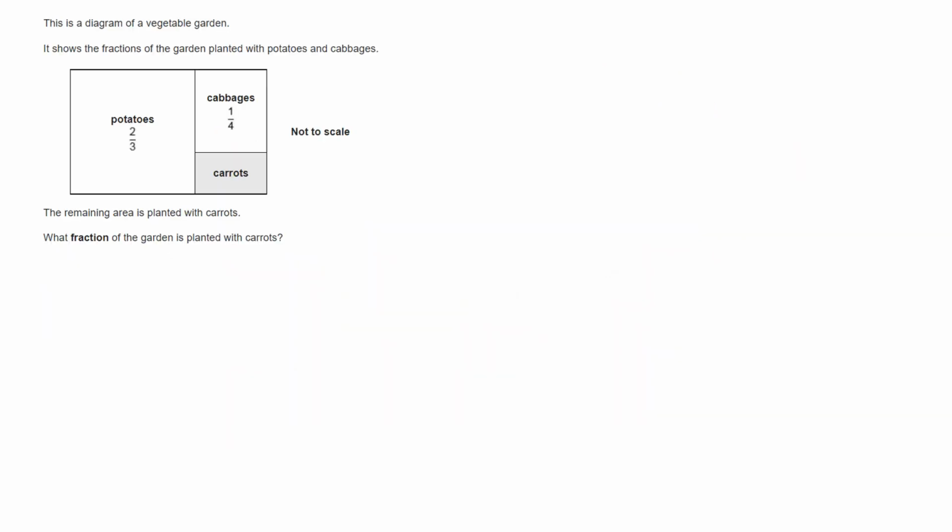Okay, if we have a look at this question, we've got a reasoning style question where you are asked to work with fractions. So this is a diagram of a vegetable garden. It shows the fractions of the garden planted with potatoes and cabbages. The remaining area is planted with carrots. What fraction of the garden is planted with carrots? So have a little think in your head. What's the first step we need to do with a question like this?